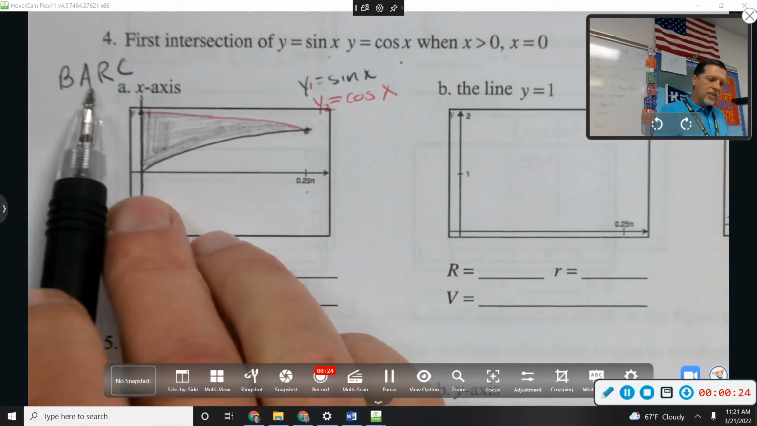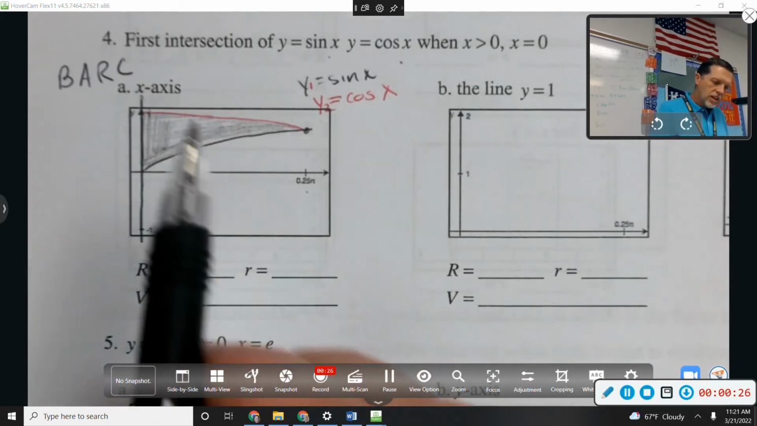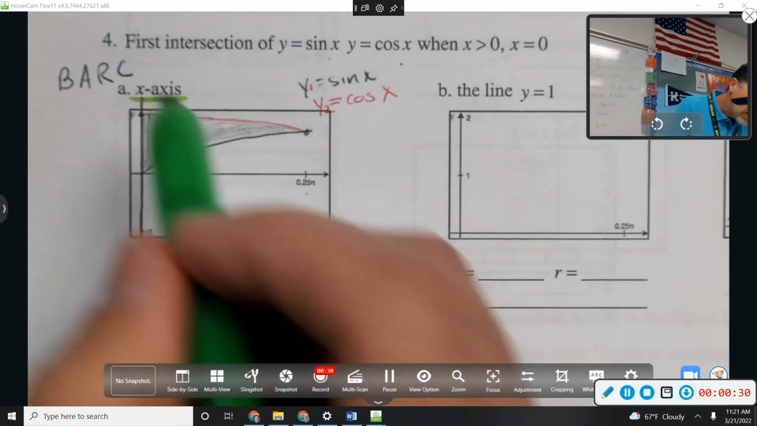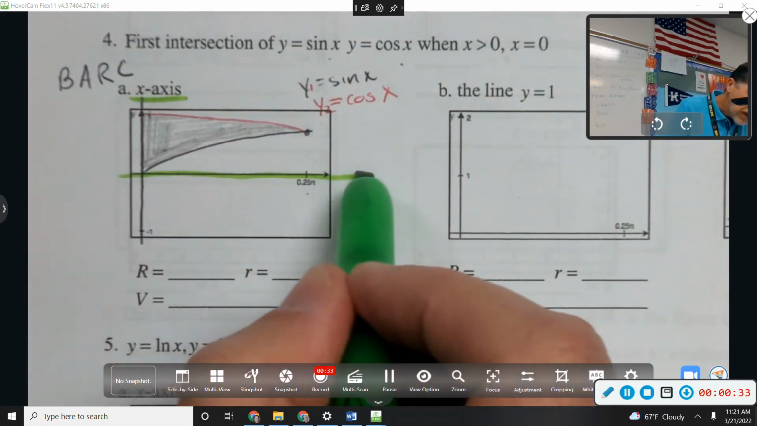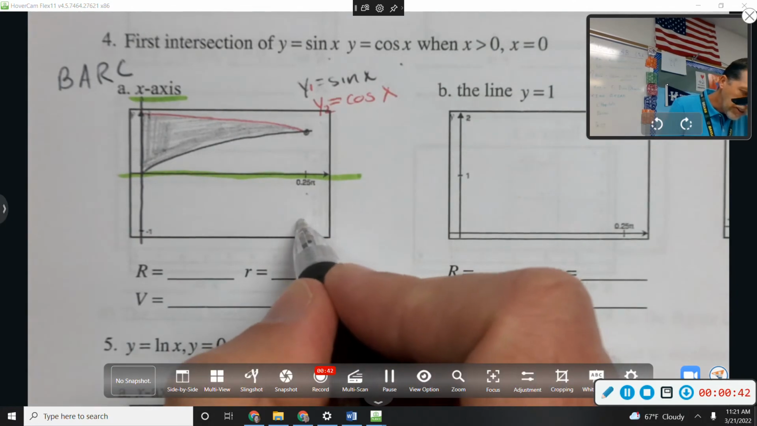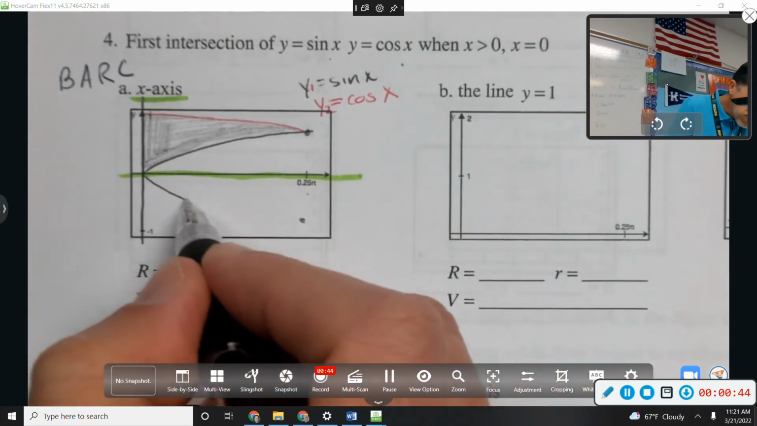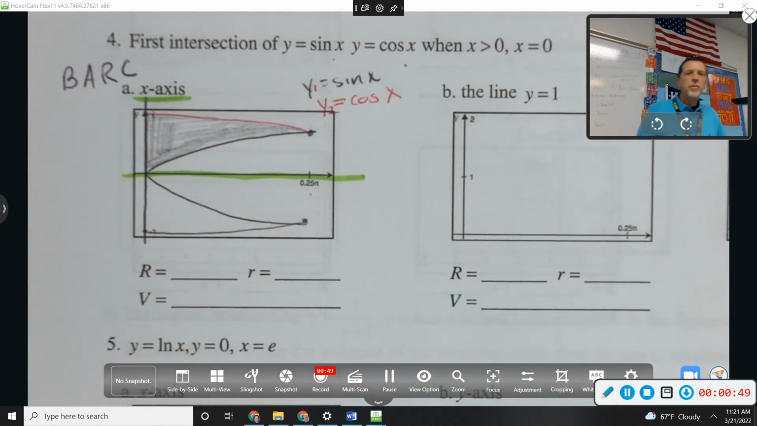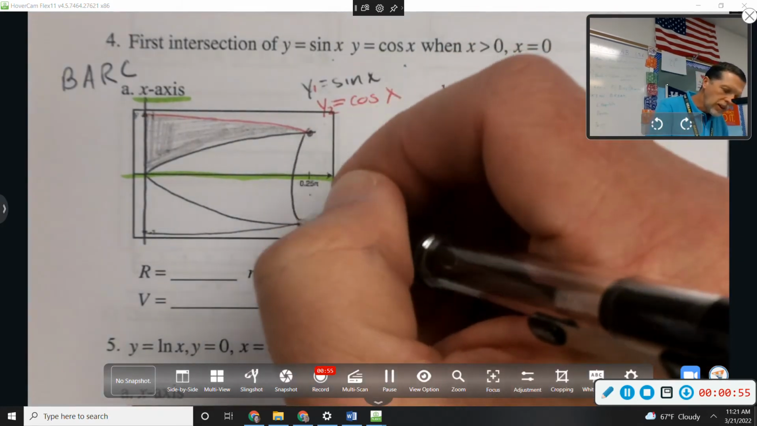Base, axis, reflect, and circles. Around the x-axis. That's probably our favorite thing to rotate around because it's the easiest thing to rotate around. All right, to draw the reflection. It's a fun looking picture. And then the circles to make it look 3D.